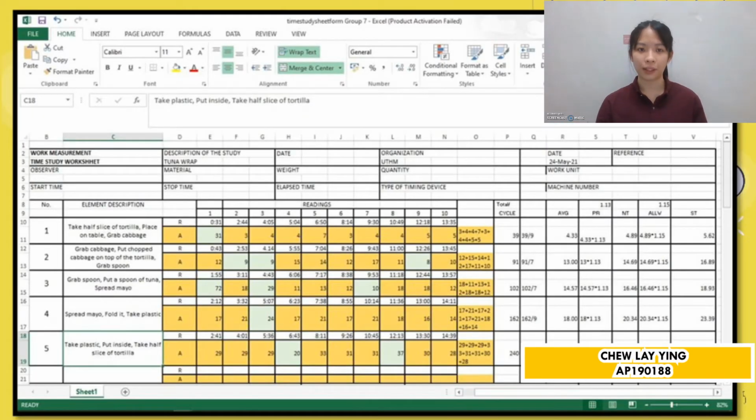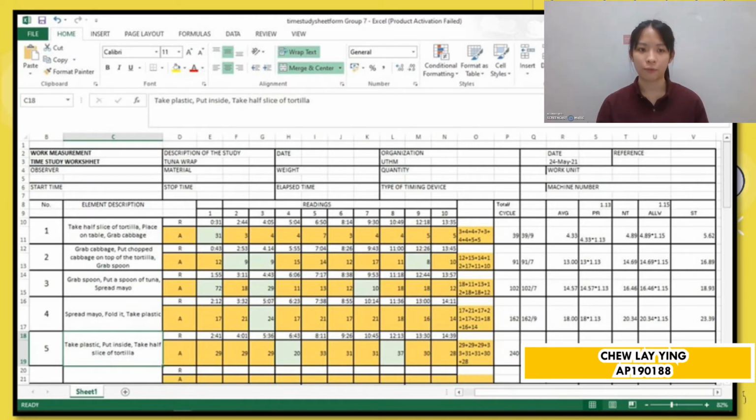In the time study, we get the 5 elements description, which are: place on the table, put chopped cabbage on top of the tortilla, put a spoon of tuna, put it and put inside after taking plastic. After that, the total cycle is chosen based on the highest number of the outlines.